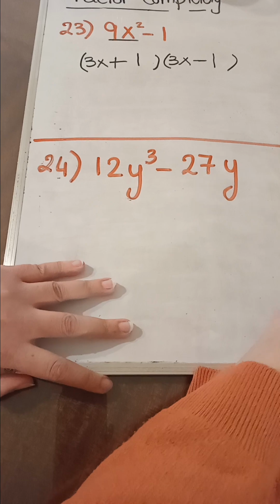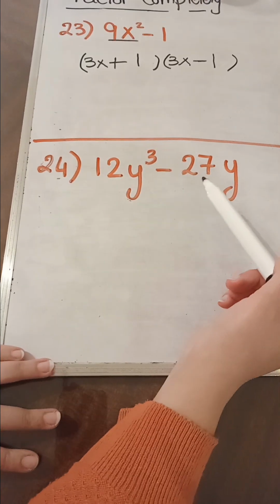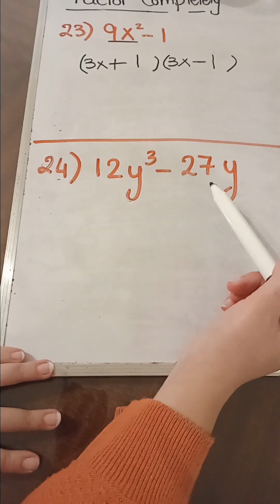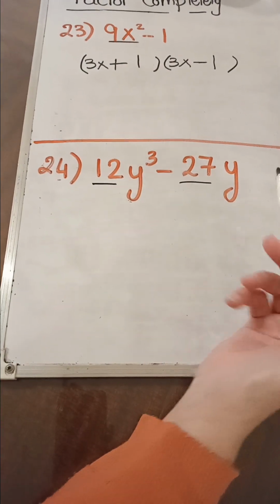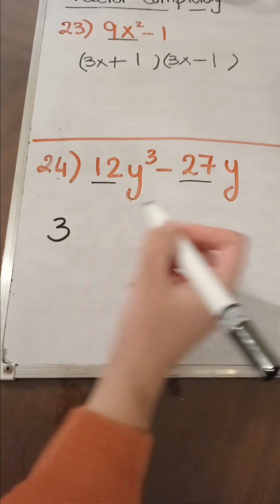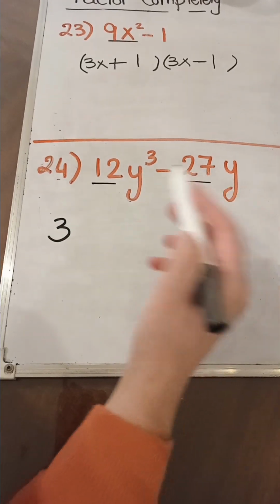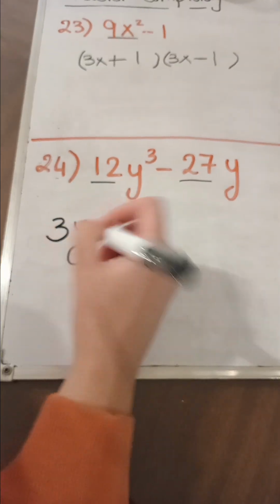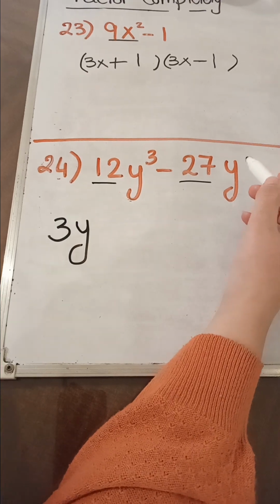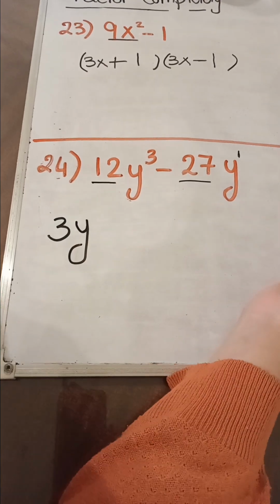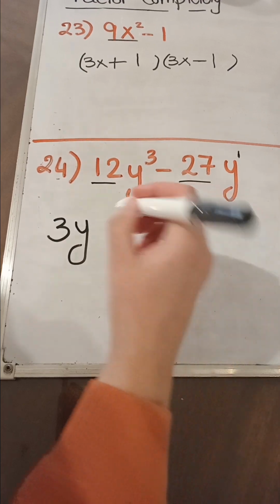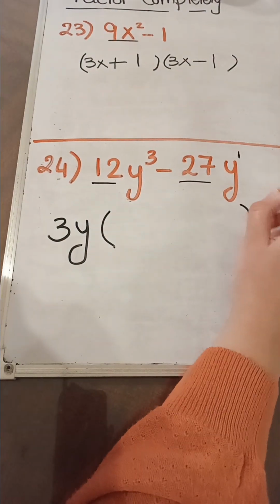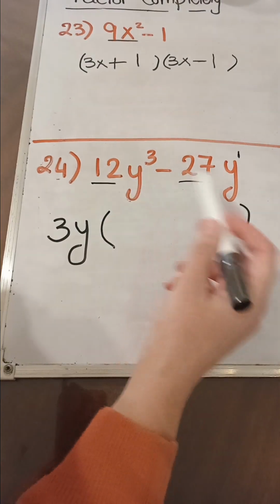the second parentheses. For this expression, I start by looking for GCF. For 12 and 27, I can see that both numbers can be divided by 3. And here I have y to the power 3 and y, which means I can take y as a common factor. I take the least exponent, which means I take y to the power of 1. This is going to be my GCF. I'm going to open parentheses and I'm going to see what's left in each term.